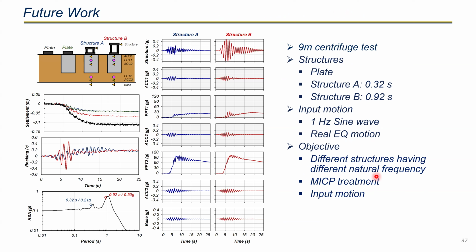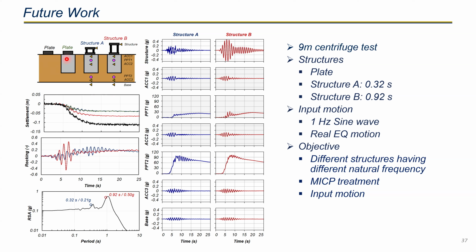So this summer we conducted another 9-meter test, because from the previous 1-meter test we were just using a simple structure and there was no difference between the MICP treatment. So we moved on to the 9-meter centrifuge test with more complex settings. Let me briefly explain our 9-meter test.